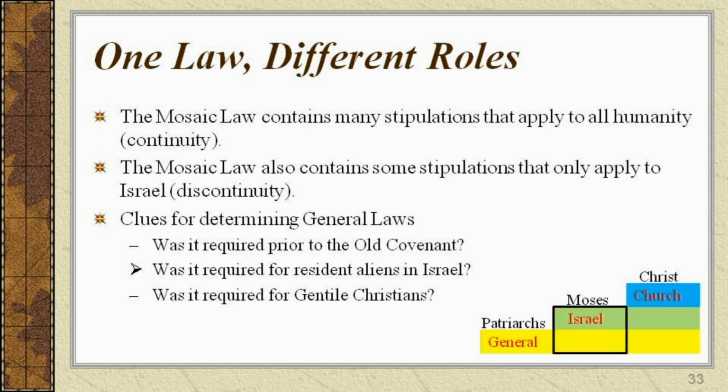Under the terms of the Old Covenant, Israelites had more responsibilities and more blessings than resident aliens living in the land of Israel. In part 1, we also developed a list of 3 questions to help us determine whether a particular law applied to all humanity or not. In part 2, we saw several examples of general laws that existed prior to the establishment of the Old Covenant. In this lecture, we will pay particular attention to laws that were required for resident aliens living in the land of Israel.